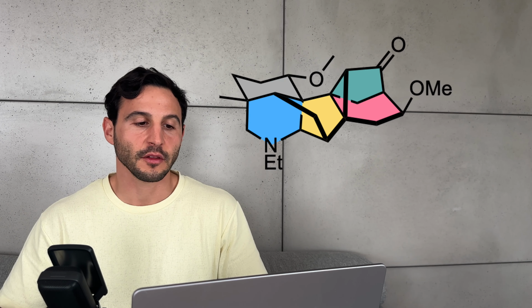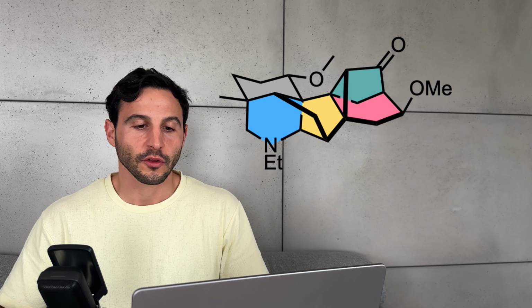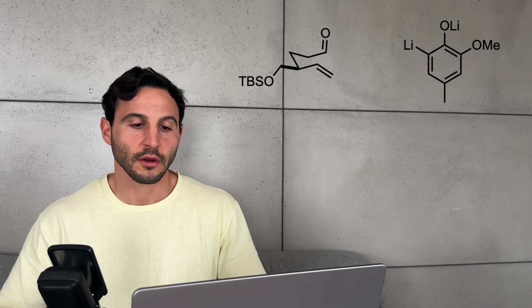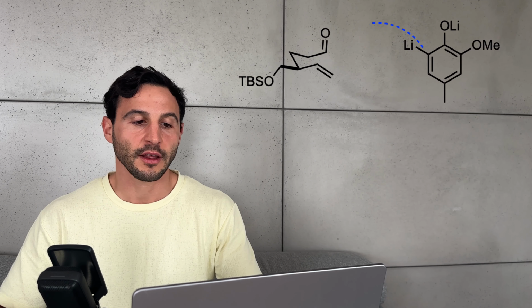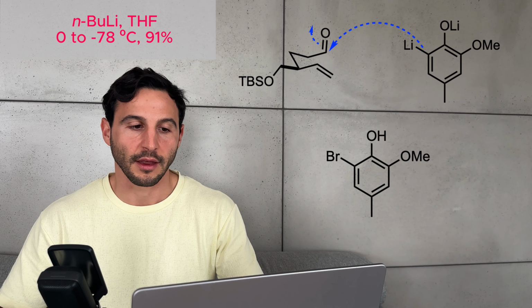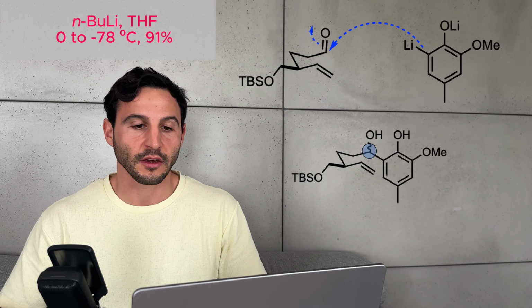Hello everyone. In this video, I'm going to talk about the synthesis of Vilmoraconitine, a natural product that features a heptacyclic core. The synthesis begins with the addition of the aryl lithium species generated in situ from aryl bromide and n-butyllithium to the aldehyde. This produces a mixture of diastereomers in 91% yield.